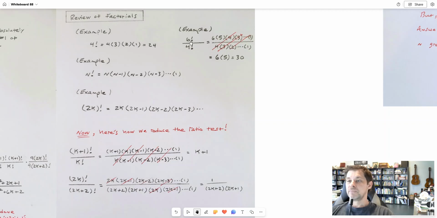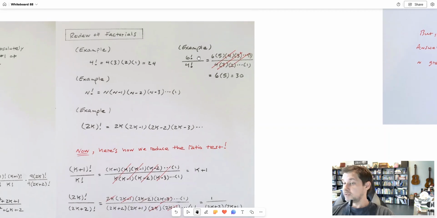Okay. What if you have factorials on top and bottom, maybe to cancel? You could write them out like this. 6 factorial, 6, 5, 4, 3, 2, 1. 4 factorial, 4, 3, 2, 1. Do you see how there's this sequence of numbers that cancel if you have 6 factorial over 4 factorial?